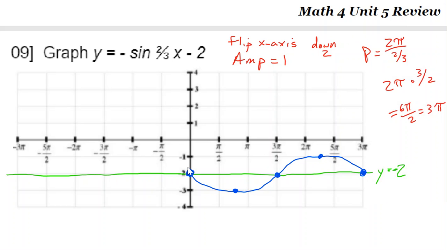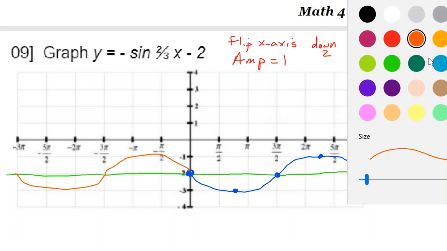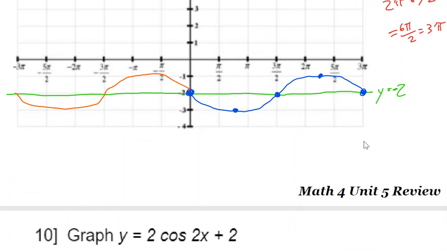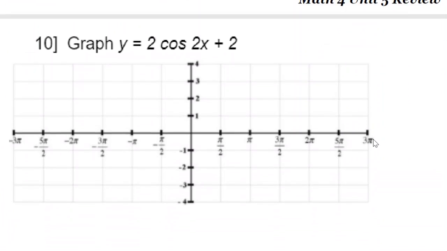And then we can finish that out. Something like that. Let's try the other one.